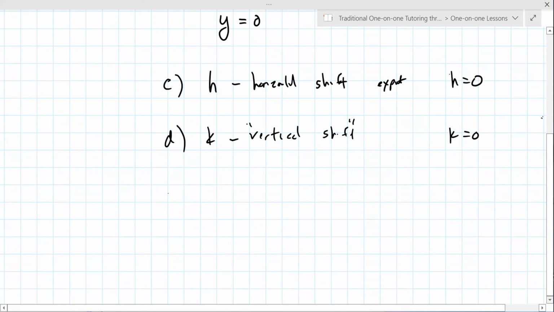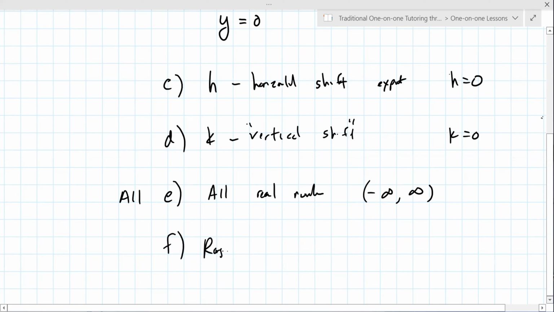The domain for all of these is always all real numbers, or minus infinity to infinity. For all of them, it will be like that. The range depends on a couple of things. Looks like all of yours are going to be, and this is a simplification, from k to positive infinity.